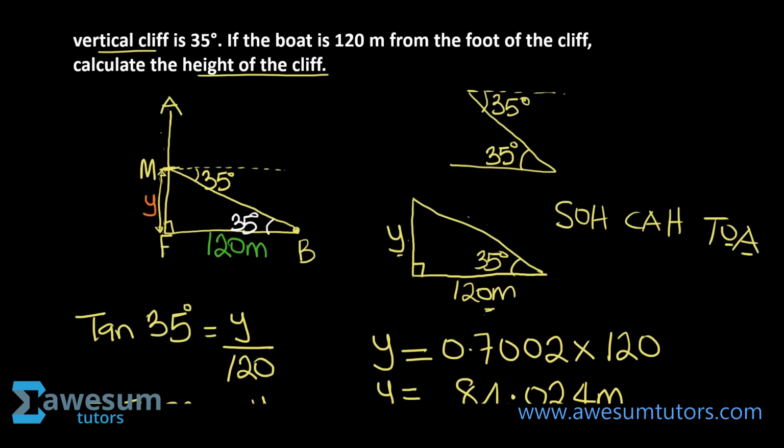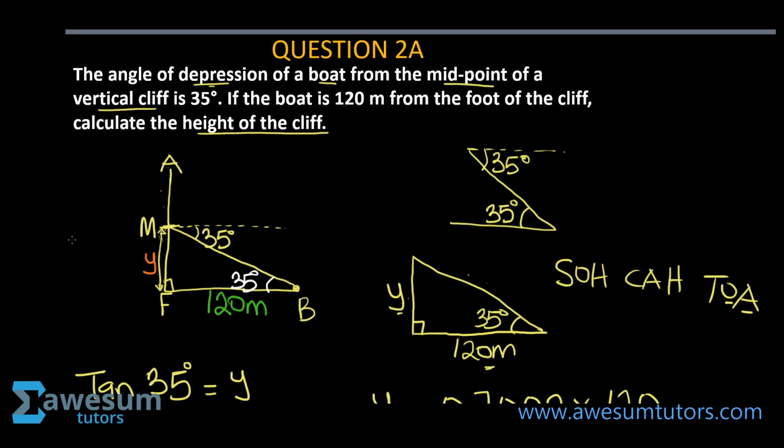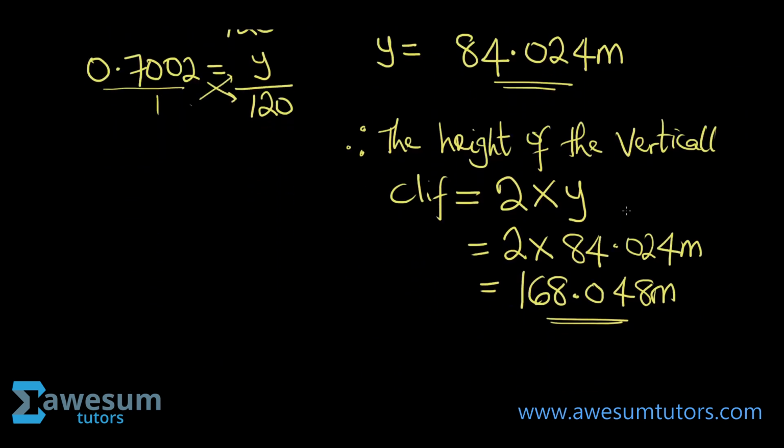Take note of what we did again. The question says the angle of depression of a boat from the midpoint of a vertical cliff. This is the vertical cliff right here from here to here, and this is the midpoint. This is the normal eye level of the observer from the midpoint. But depression, you have to look down to the boat, right? And this right here is the angle of elevation. This angle of depression will be equal to this angle right here because alternate angles are equal. Then we use the formula of tan, which is opposite over adjacent, to find y, which we then multiplied by 2 to find the height of the cliff.